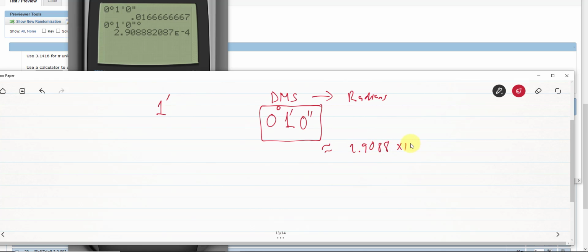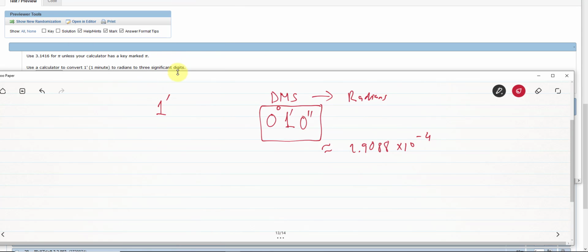2.9088 times 10 to the minus 4, and because we are looking to get 3 significant digits, so I'm going to convert this back to the decimal value, 0.00029. I'm looking for 3 significant digits, so I need one more, right? This is 1, 2, I need one more, and that should be 0.